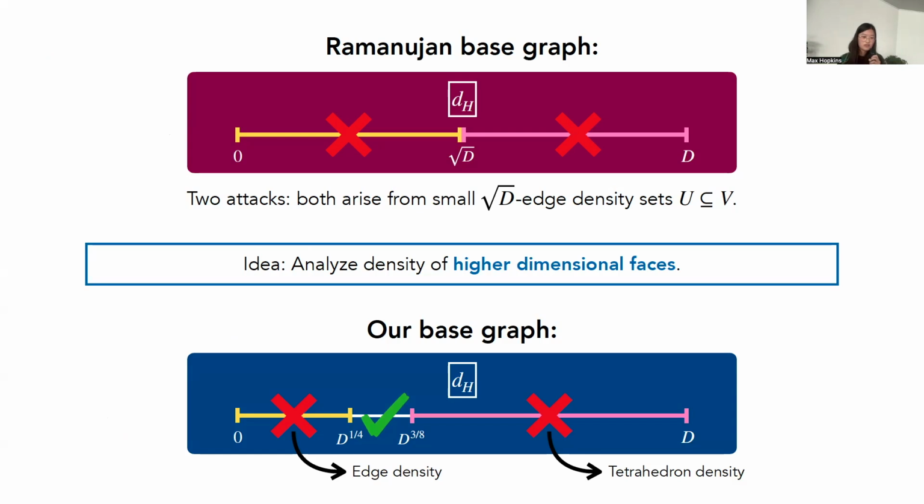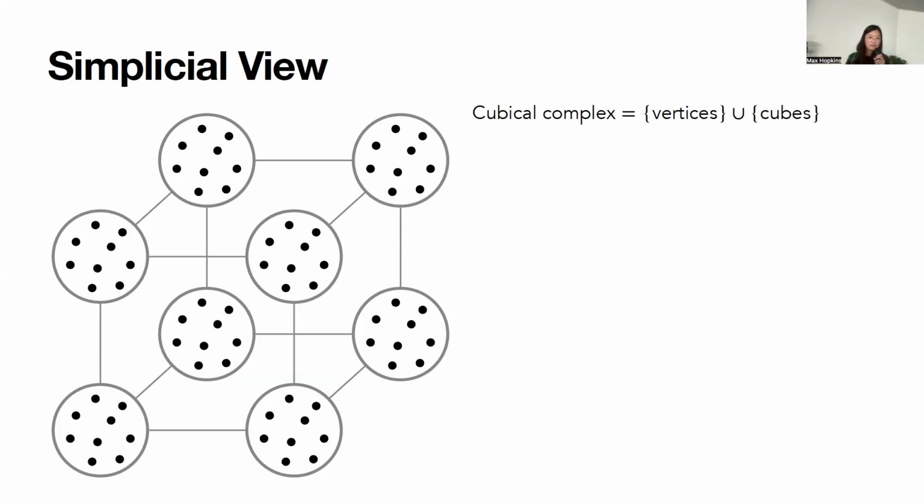So I guess I should tell you what edge density and tetrahedron density mean, because we're in a cubical complex, so it's not clear yet what that means. So let me tell you a bit more about the simplicial view of the cubical complex. I think it's not written in our paper, but it's a nice way to think about it. Hopefully this is useful for some of you who've already looked at the paper also.